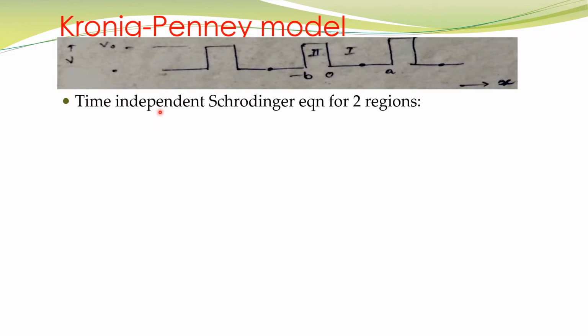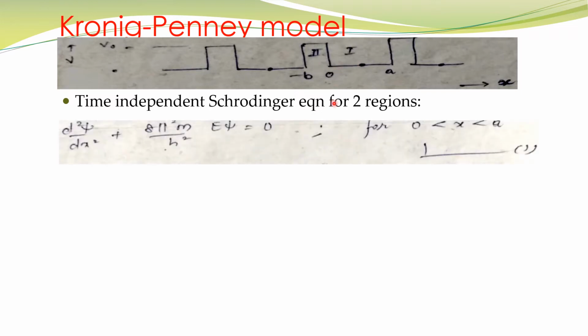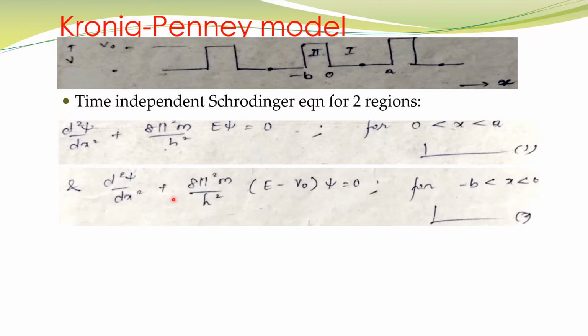In this diagram, the time-independent Schrodinger equation for these two regions can be given as d square psi upon dx square plus 8 pi square m upon h square into E psi is equal to 0 for the region 0 less than x less than a. Equation 1. For the second region, d square psi upon dx square plus 8 pi square m upon h square into E minus V0 into psi is equal to 0 for minus b less than x less than 0. Equation 2.